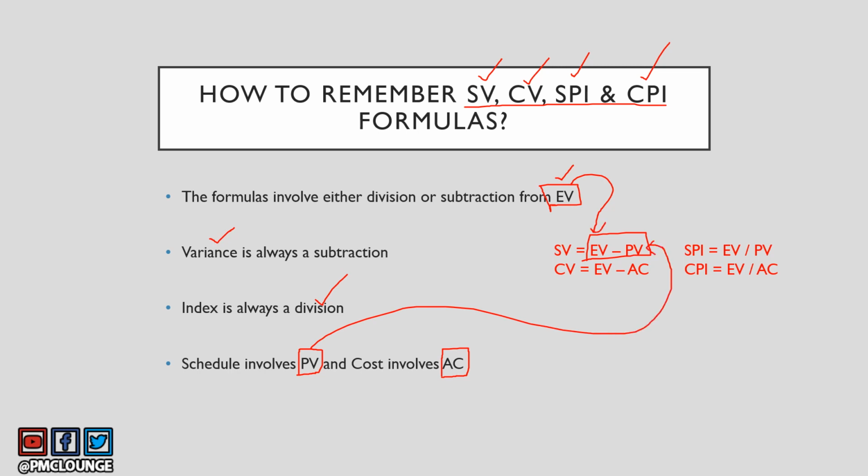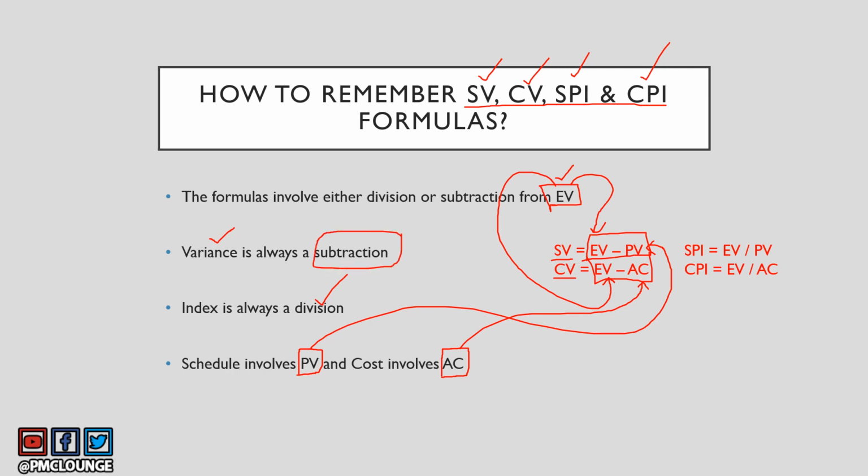Now let's look into one more formula. CV is equal to EV minus AC, because again, all formulas involve EV. So you have EV here, and then cost involves AC, so you have AC here. So I hope this is clear. And when we are talking about variance, of course, we are doing a subtraction when we are talking about CV and SV, because variance is always a subtraction.